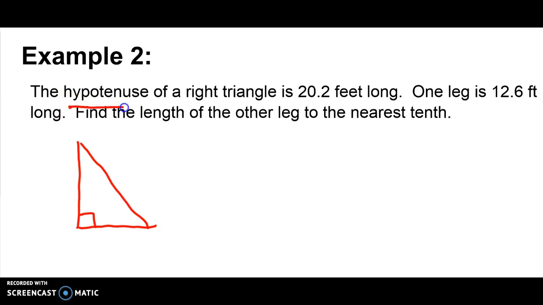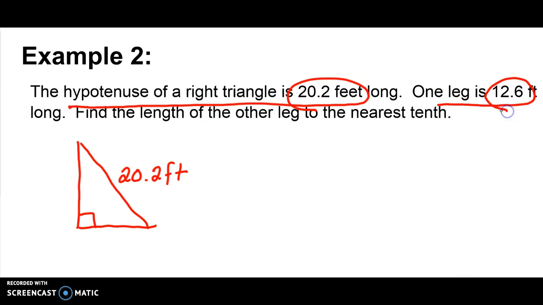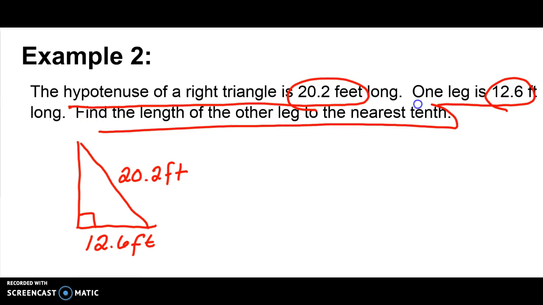So it says the hypotenuse of a right triangle is 20.2 feet. So that's my diagonal. That's 20.2 feet. One leg is 12.6 feet. It doesn't matter which leg you choose, just pick one. And then find the length of the other leg to the nearest tenth. So I'm going to be looking for this, and I'm just going to leave that blank. So I'm going to go ahead and put in Pythagorean's theorem, a squared plus b squared equals c squared. Take the time to write it out every single time. If you have 10 questions, I should see 10 Pythagorean theorems.